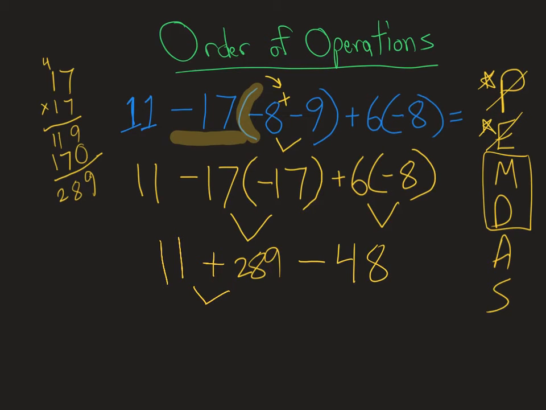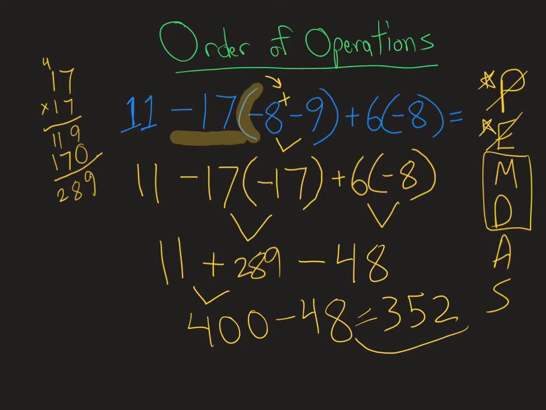11 plus 289 is 300. Then 300 minus 48. Well, we know 300 minus 50 would be 250, and it's 2 less than that, so 252. Hopefully you got that. All right, moving on.